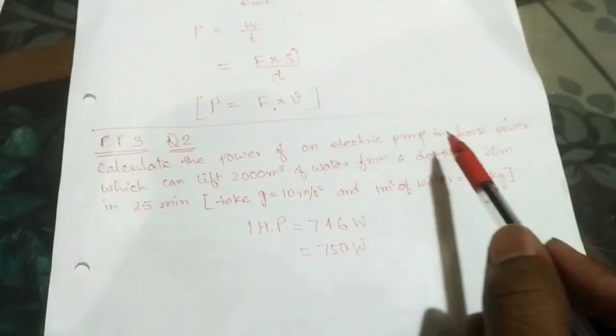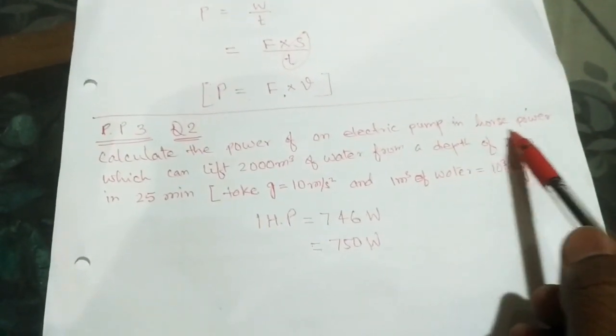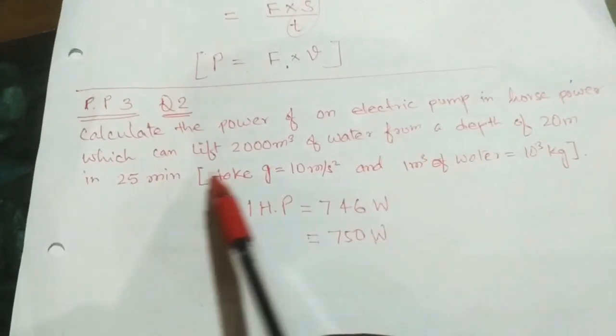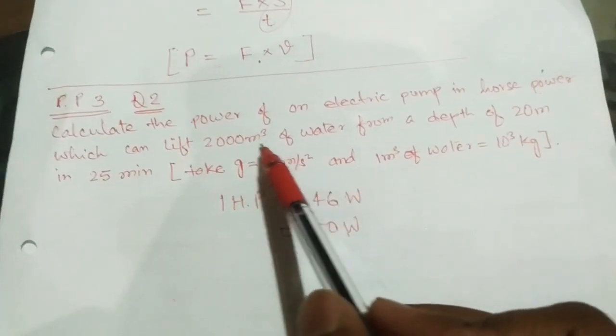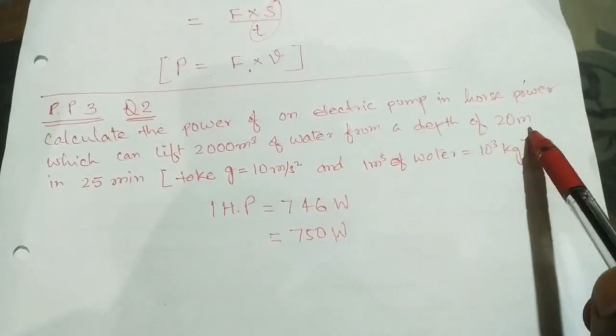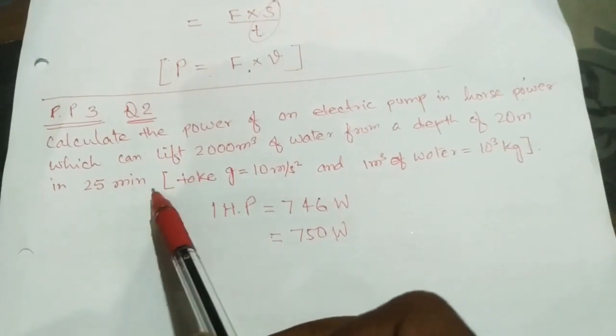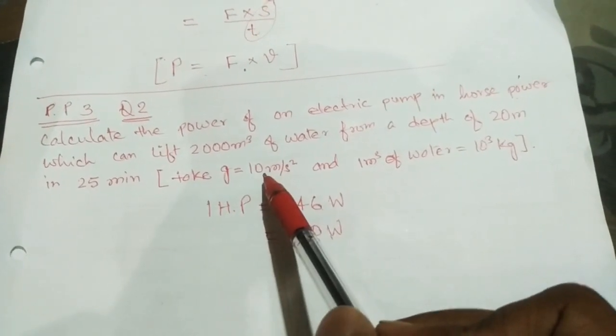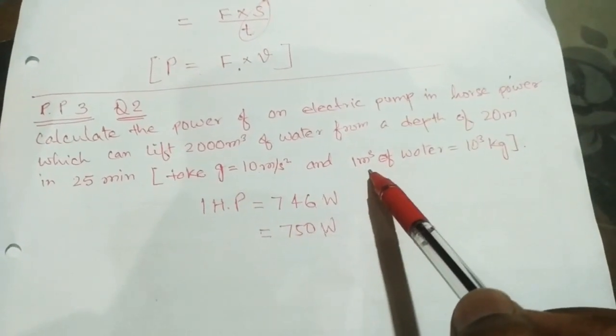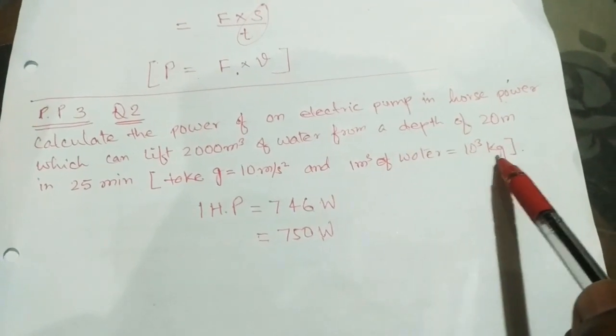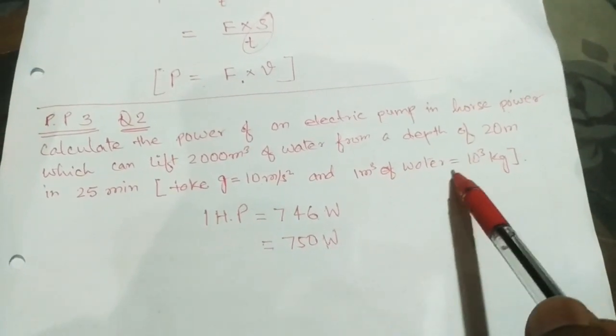So now move again. So we have to calculate the power, but in horsepower in this unit, and which can lift 2000 meter cube of water from a depth of 20 meter in 25 minutes, given that g is equal to 10 meter per second square and the 1 meter cube of water is equal to 10 to the power 3 kilogram. This is the mass given.